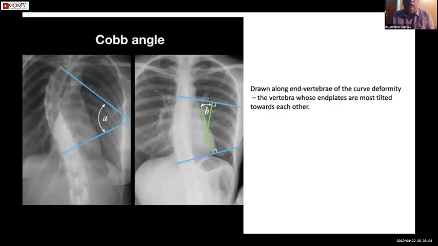The other thing a candidate may be asked is how to draw a Cobb's angle. It is basically drawn along the end vertebrae. So you draw a line along the upper end plate of the upper vertebra, and a line along the lower end plate of the lower vertebra. The end vertebrae you need to see are the ones which do not have the disc space parallel.